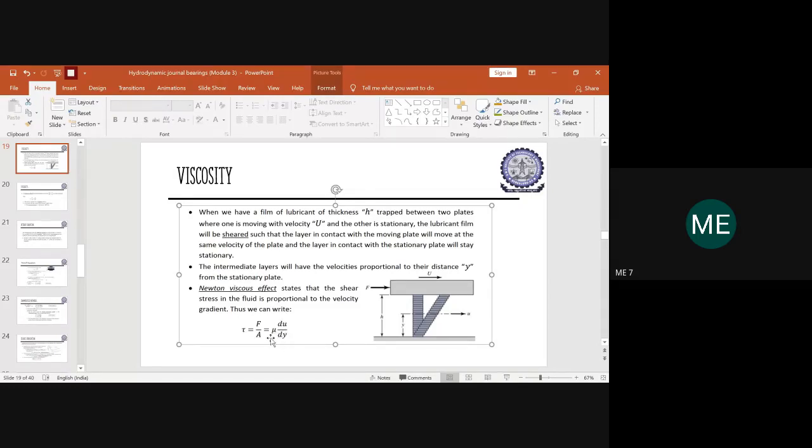So mu will be nothing but the representation of the viscosity of a particular fluid. And hence, instead of writing force upon area, with respect to Newton's effect, we will come out with an equation where the shear stress will be equal to the viscosity value into the velocity gradient with which it is moving. So this is the equation you have to be very clear about, with respect to the concept of viscosity and how it flows when one plate is moving and one plate is fixed.